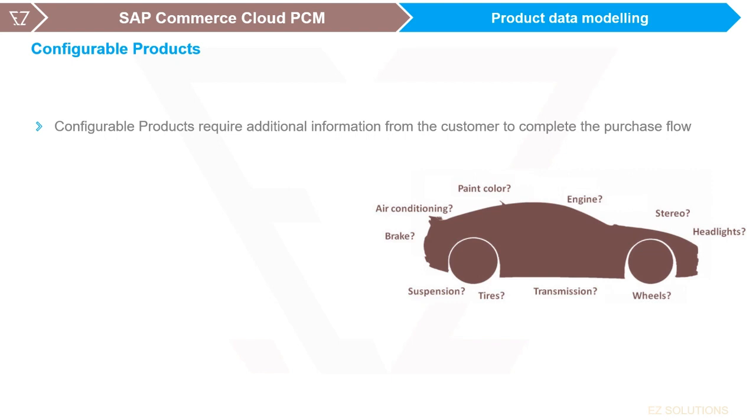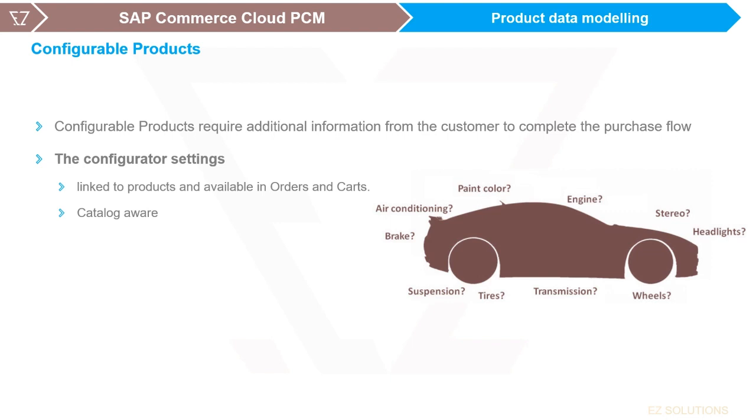Out of the box in SAP Commerce, these configurable properties belonging to a certain product are called configurator settings. They are linked to products and become available in shopping carts or placed orders. They are catalog aware. This means that they can be associated with a staged version for editing and then synchronized to the online version when ready.